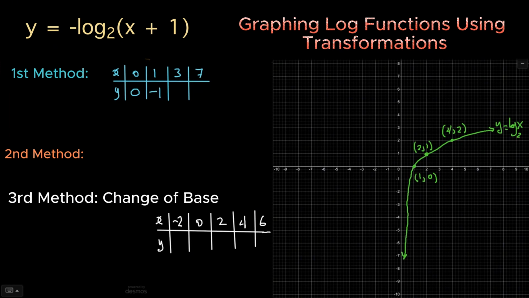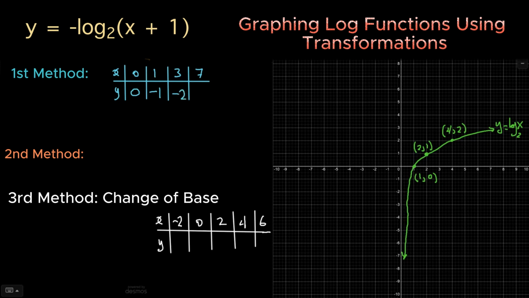How about if I make the x 3 here? If I make the x 3, that's 3 plus 1 is 4. So 2 raised to what power gives me 4? It's 2. And that negative makes it negative 2. So the answer is negative 2.